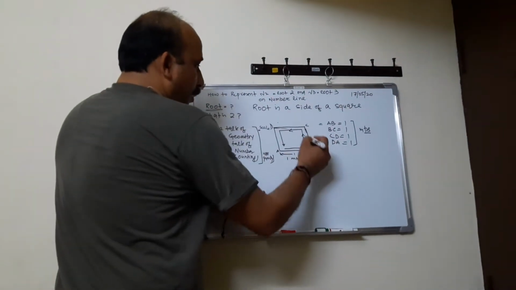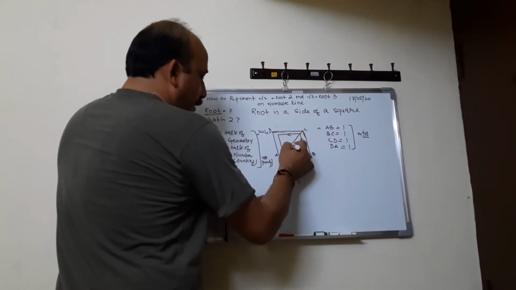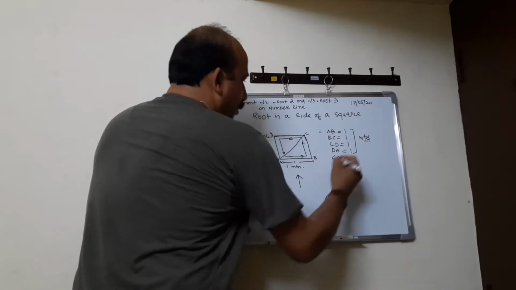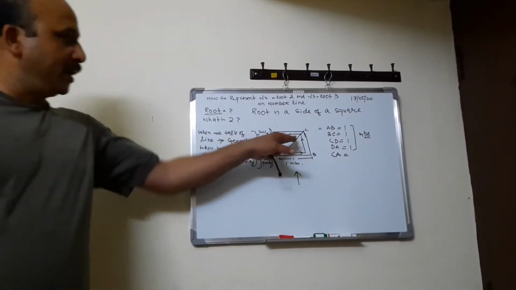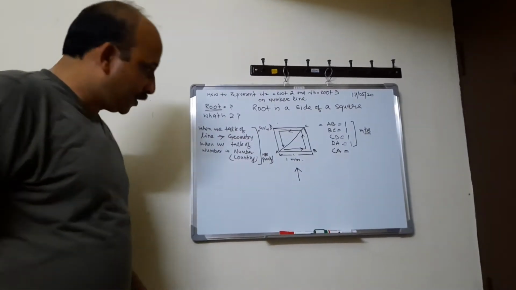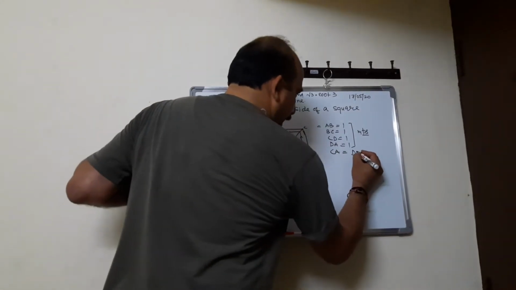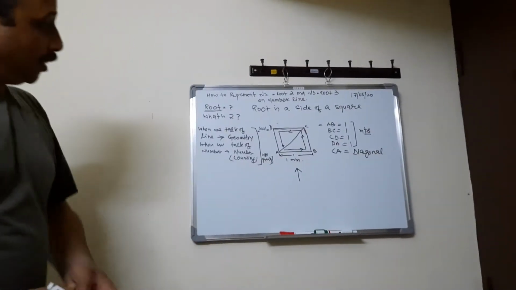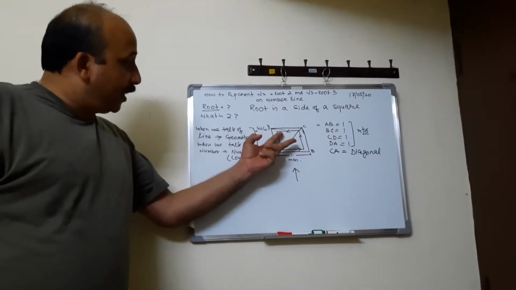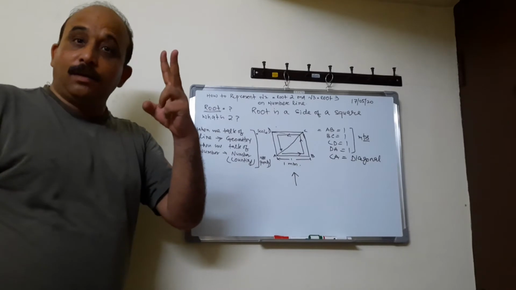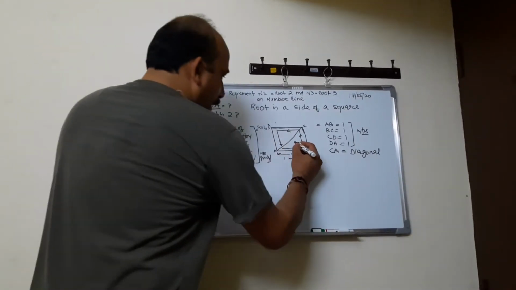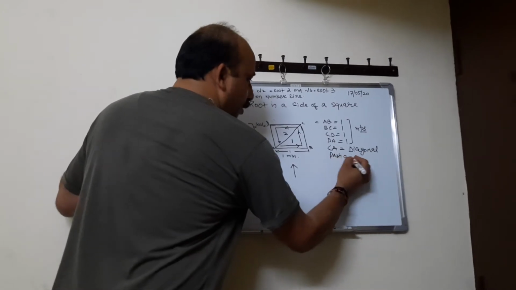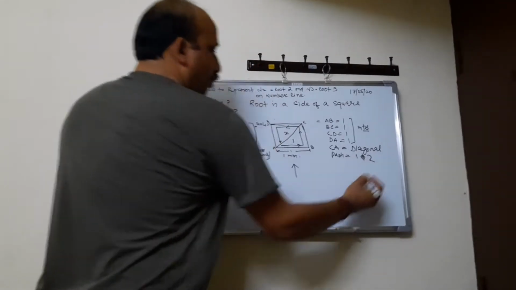And if we join a line C and A, which line is this? Diagonal. This is diagonal. Very good. And if you see, this diagonal is dividing the square into 2 equal parts. Part 1 and part 2.